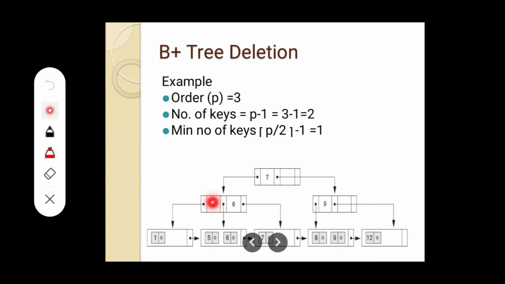No other internal nodes have 5. Just check whether any internal node has 5. No, only this leaf node has 5. So we can simply eliminate this 5. Why? Because even if we eliminate this 5, we are not changing the rule. What is the rule? The minimum number of keys present in a node must be 1. Even if we delete 5, there is 6, so the minimum number of keys is still available. One key is there. Clear? So we can simply delete 5 from here.